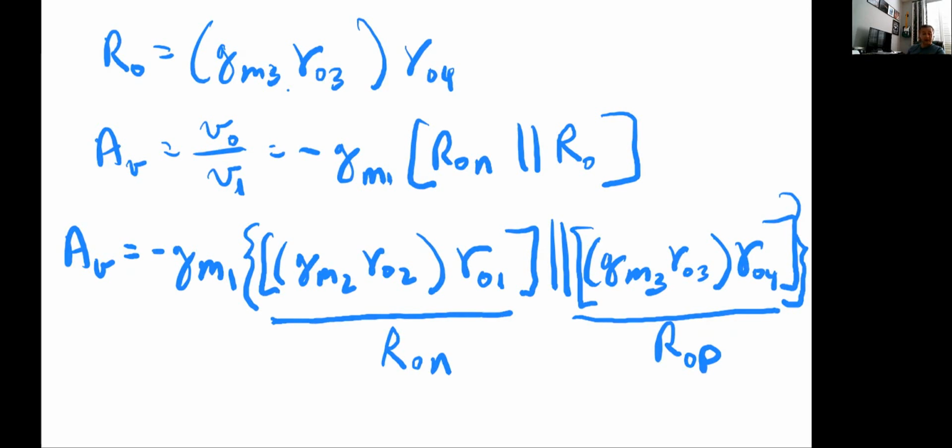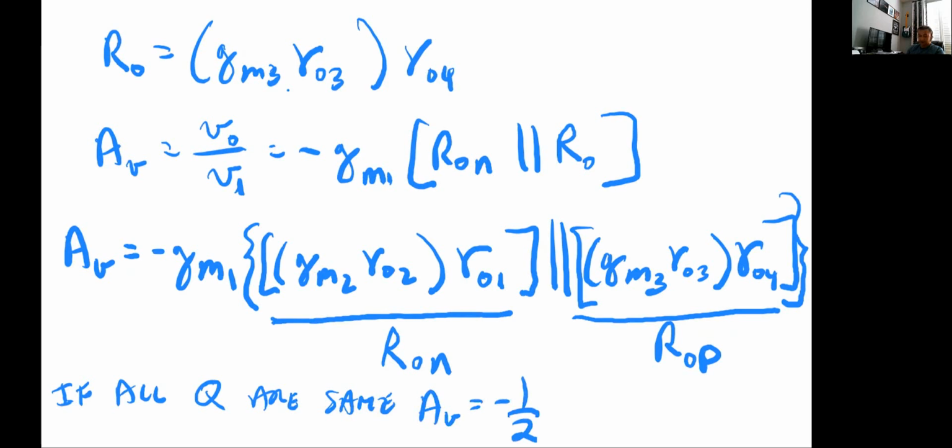There is no reason, from a simplicity perspective, not to make all the transistors the same. So if all the transistors are the same, this messy expression reduces to one half the gm. So now the gm is the same because all transistors are the same, and the ro is the same.